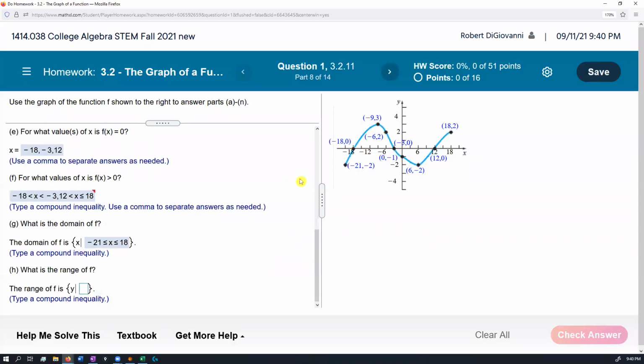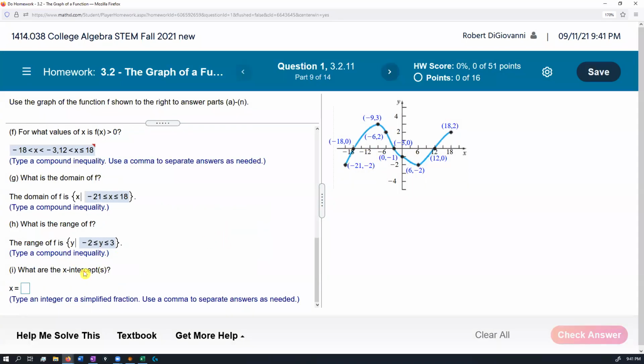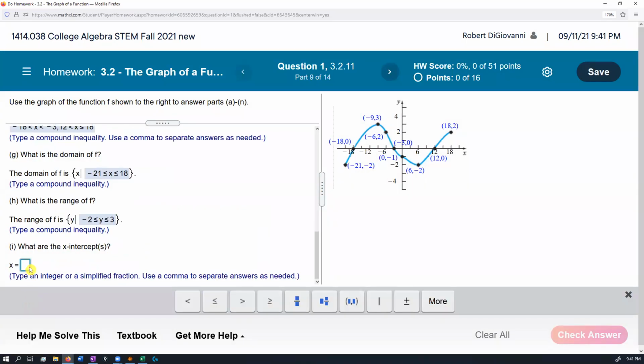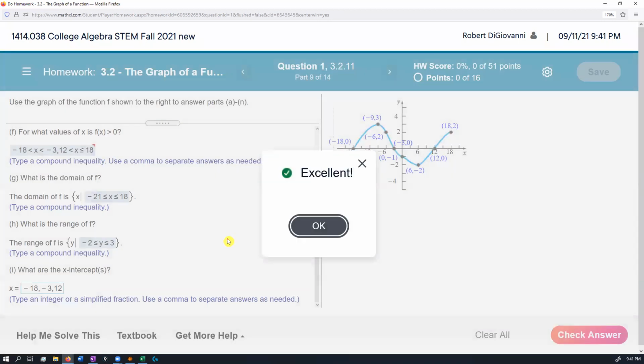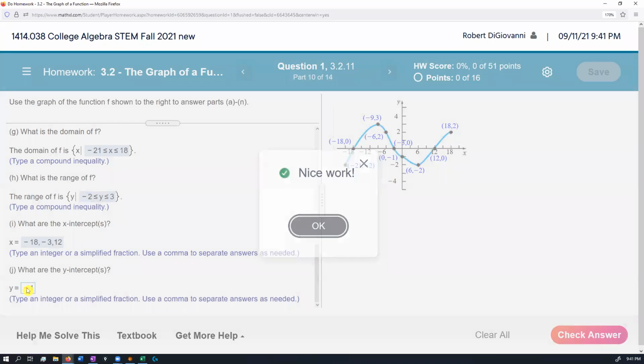Jeez. Okay, what is the range? What are the y values that come out? The smallest y value we get out is negative 2, and the largest we get out is 3. So negative 2 less than or equal to y, less than or equal to 3, the biggest value we got out. What are the x-intercepts? We did that earlier. They were at negative 18, negative 3, and 12. Okay, what are the y-intercepts? It only hits the y-axis at negative 1. So y equals negative 1.